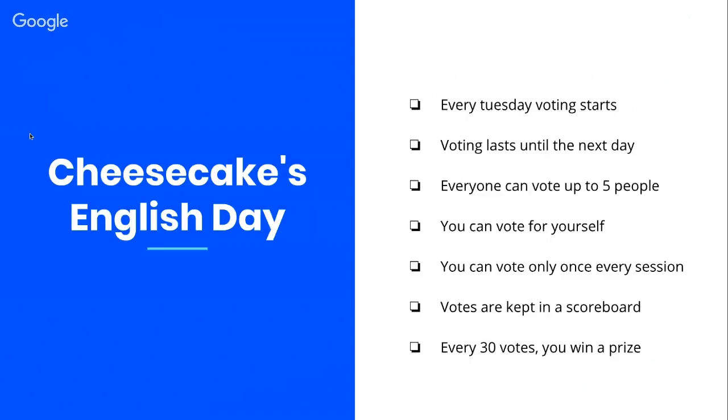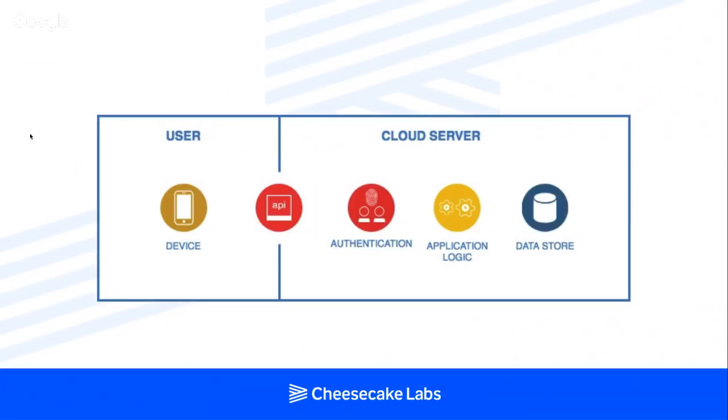And you can only vote once per session. Votes are kept in a scoreboard, and every 30 votes, you win a prize. So I thought this would be a very interesting set of rules to work on a proof of concept. So that's my starting point. I developed this smart contract, and after doing so, I started to notice some interesting things, some challenges about it.